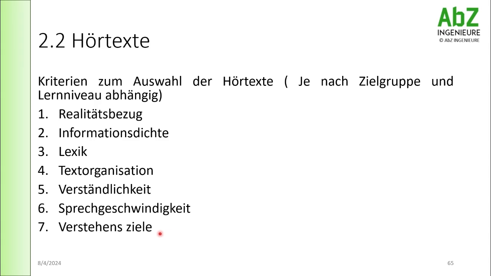Then we have Verstehensziele. What is the final idea behind this Höraufgabe or Hörtext? What should the students understand from this Hörtext? So depending upon the A1 level or A2 level or B2 level, you can use the same text, but you can have different understanding goals. An A1 student, for them it's enough as long as they catch the names of the persons involved. Whereas a B2 student should actually go deep into the conversation and try to find out what exactly the problem is. So same text, different goals for understanding. And that winds up the Hörtext.